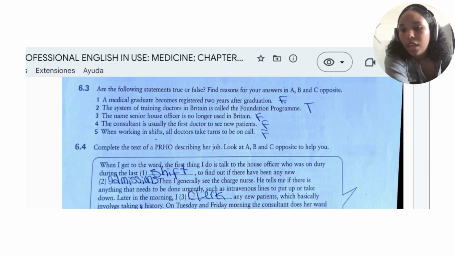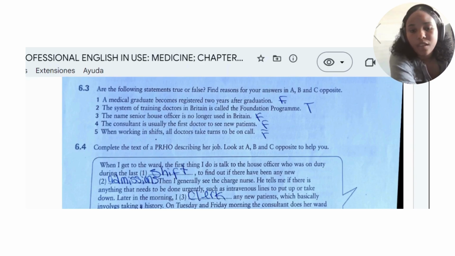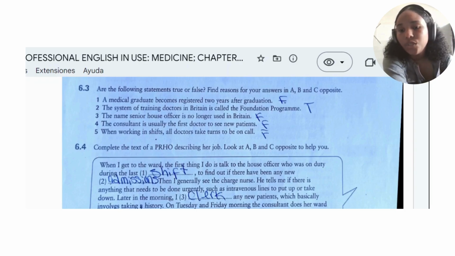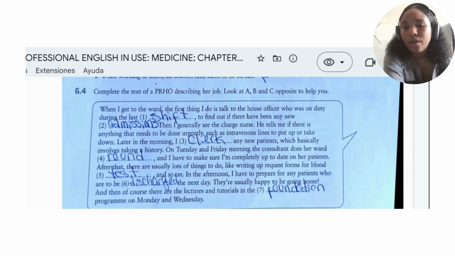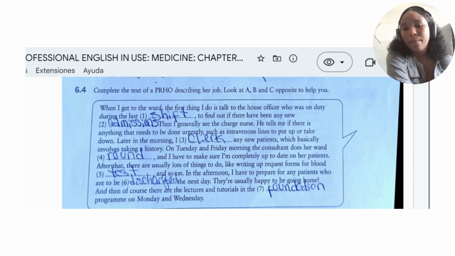That's true. The name senior house officer is no longer used in Britain. False. The consultant is usually the first doctor to see new patients. False. When working in shifts, all doctors take turns to be on call. False.